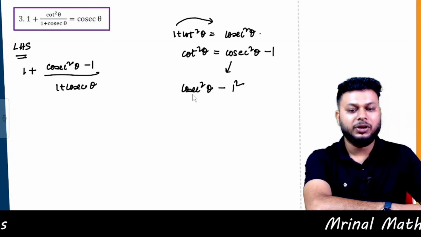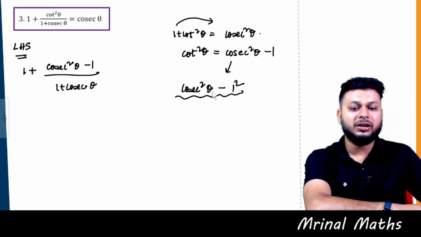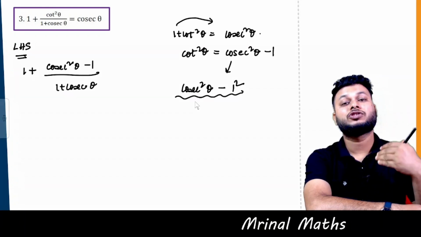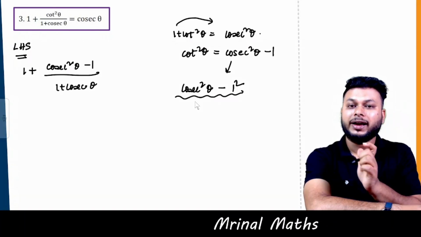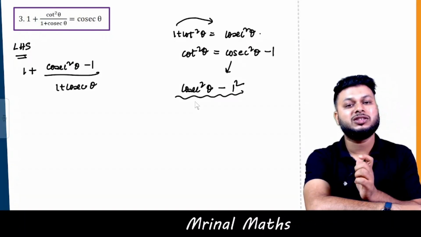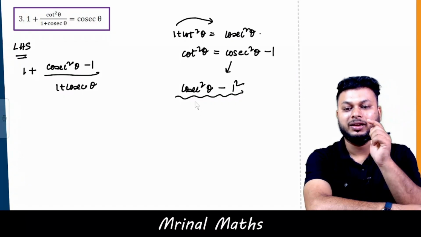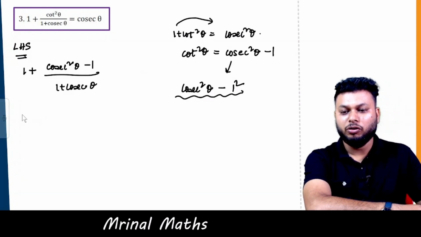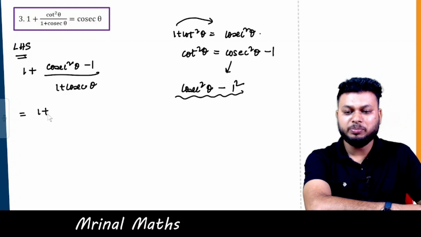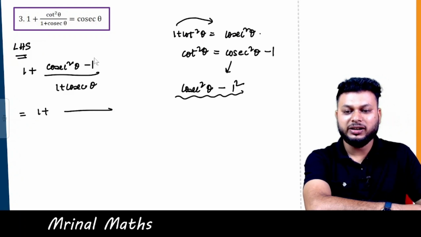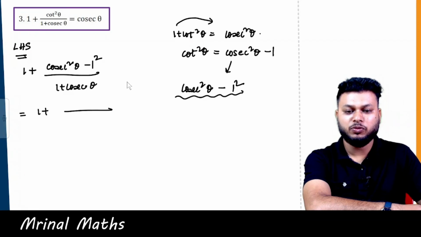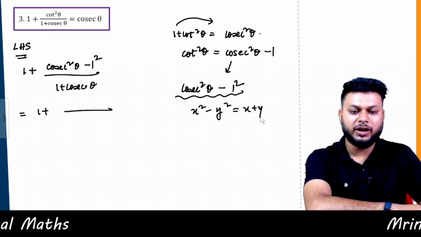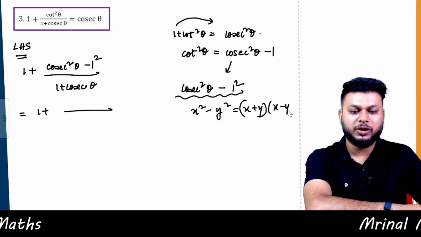Can this be written as cosec square theta minus 1 square? So again, this is nothing but a square minus b square form, or x square minus y square. We know x square minus y square is x plus y into x minus y. So similarly over here, since this can be written as x square minus y square, it is x plus y into x minus y.